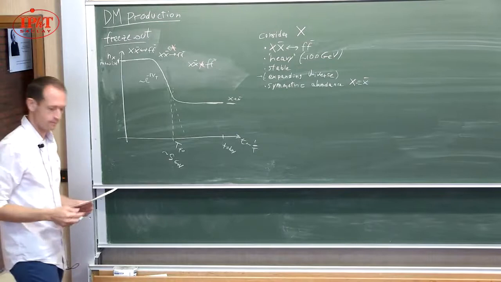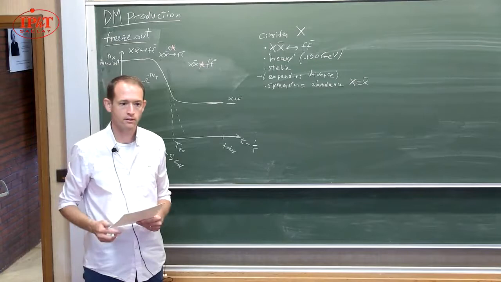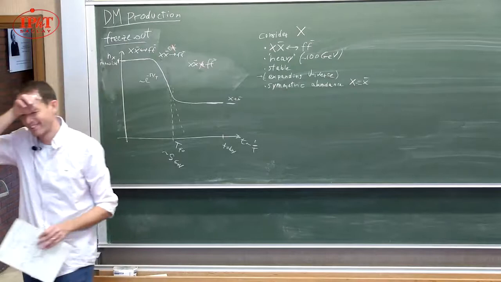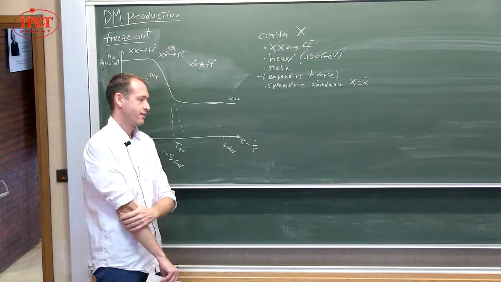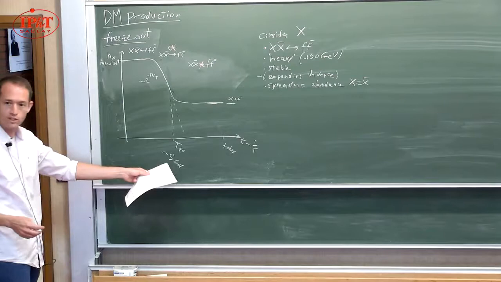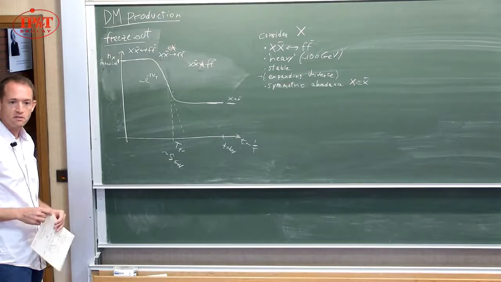OK, so the story, yeah. Baryogenesis. There would be asymmetry between F and F bar and maybe X and X bar. Yeah, sorry, I messed up. I don't know, actually. But yeah, it could be. These are the typical temperatures at which we are considering this process to happen in the case of freeze out. Baryogenesis, it's not necessarily connected to this. I don't know, I'll think about it and let you know.